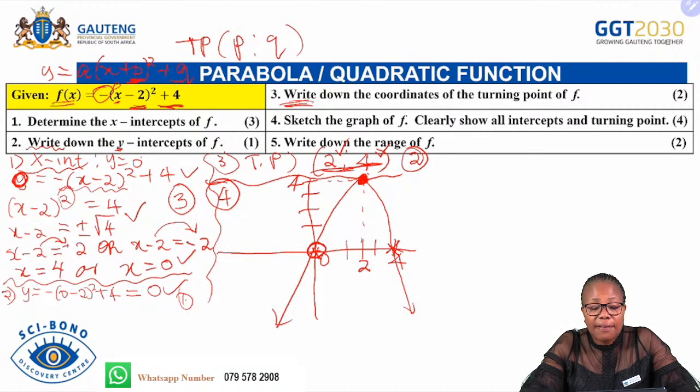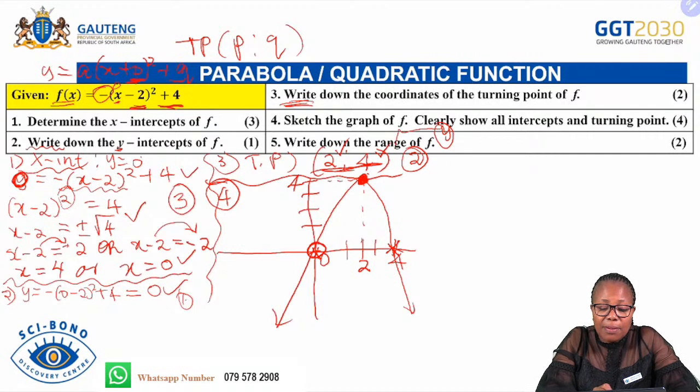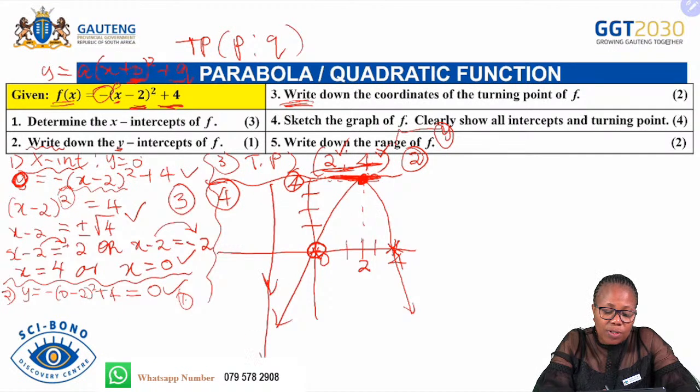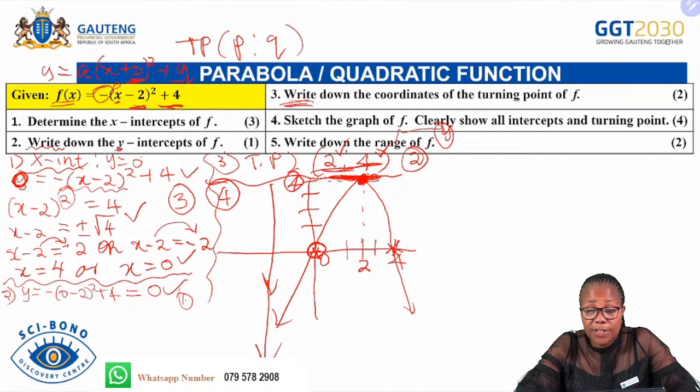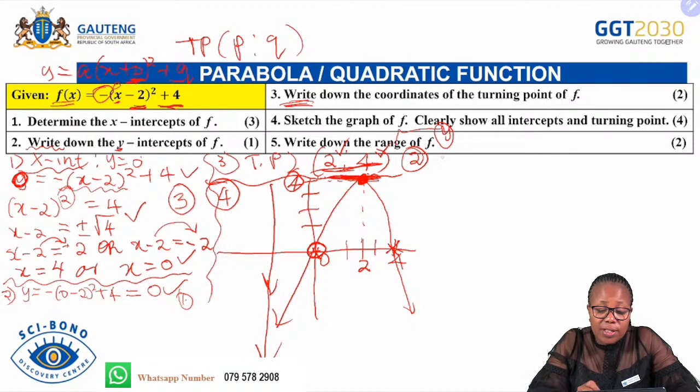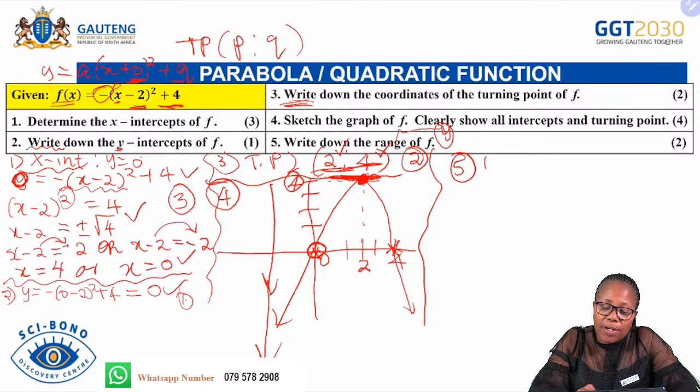And then number 5, write down the range. Remember, when we talk about range, we are talking about the y values that lie on the function, okay? And then as we can see, the maximum value for this function is at what? At y equals 4. There is no way that this graph can go beyond that point. So that means we are taking all the y values starting from 4 going down, because this is going to negative infinity. And then how do we note this down, grade 12s? Number 5, we are talking about y.